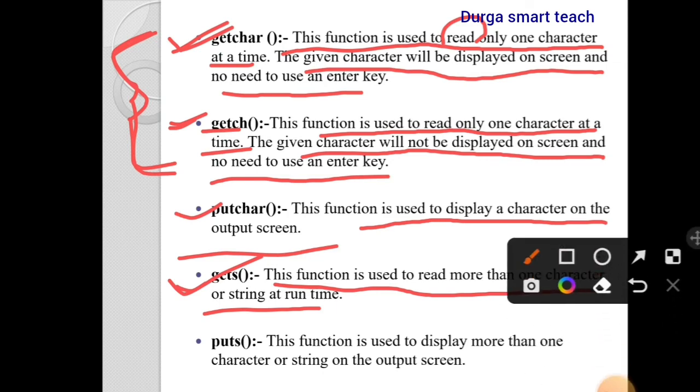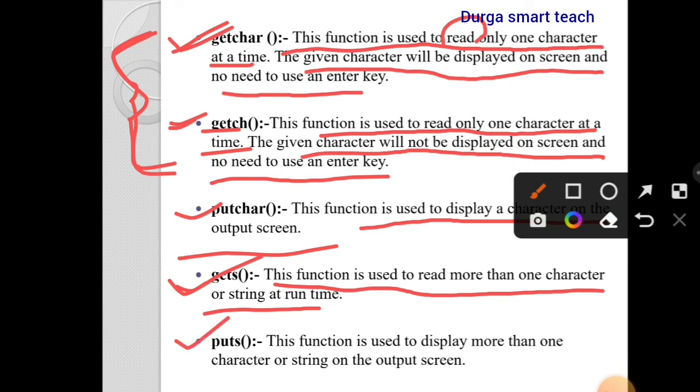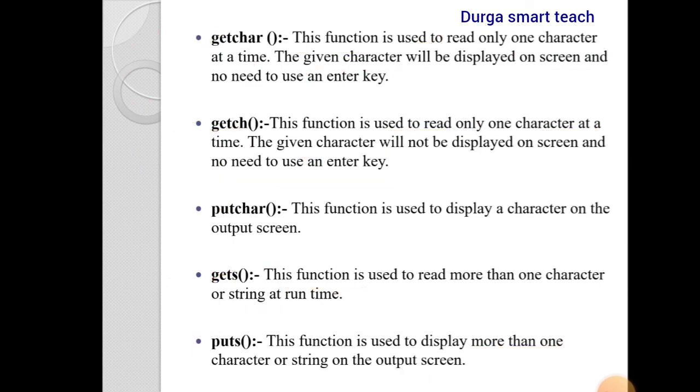Next, the last one. putchar is used to display only one character at a time, but puts is used to display more than one character, or a string, on the output screen.